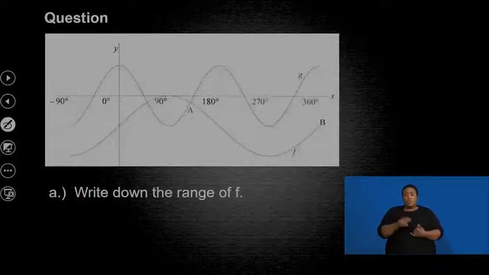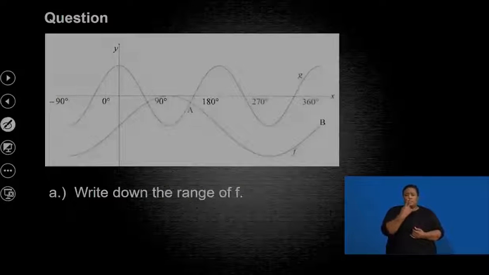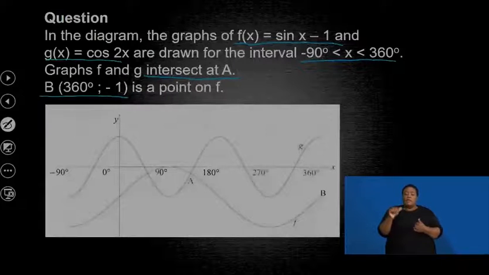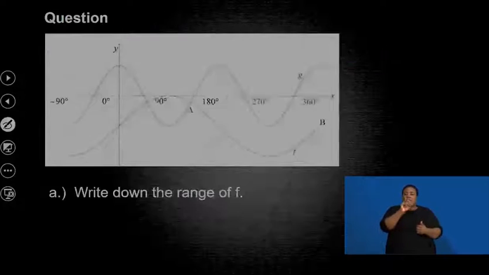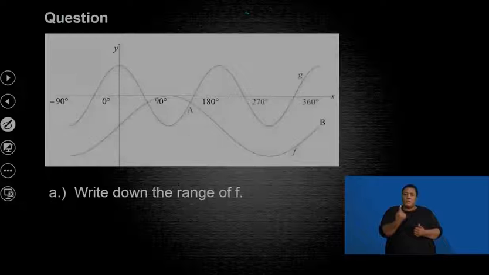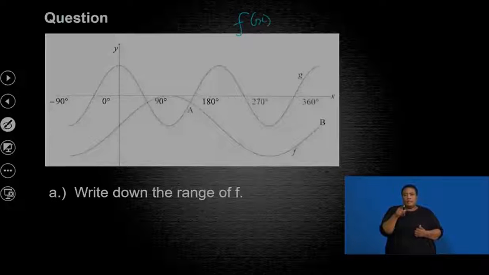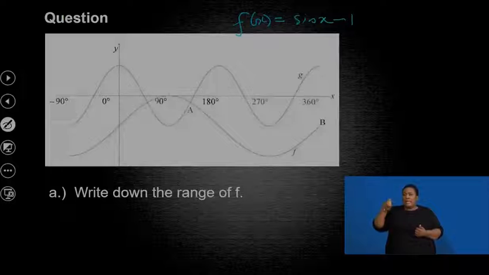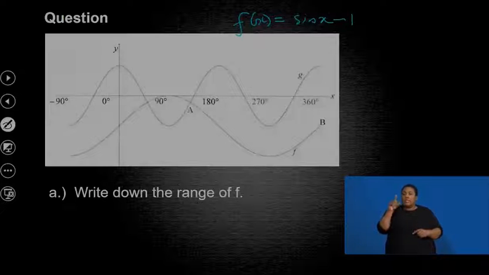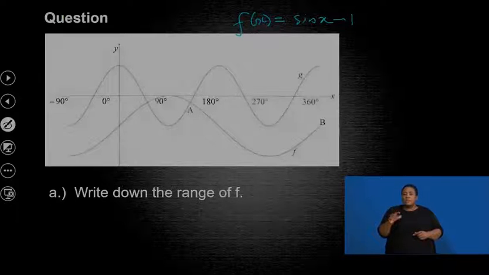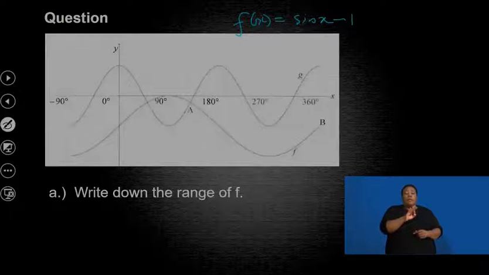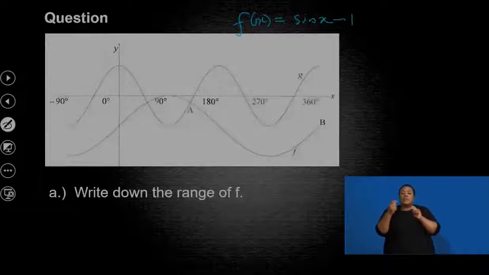Now, the first question wants us to talk about the range of f. Now, f, if we just go back to the question, it was sine x - 1, right? So I'm just going to write it here. Our f of x is equal to sine x - 1. Now, let's understand what this means, guys. This means that the graph of f, which was the original graph, sine of x, was shifted 1 unit down.